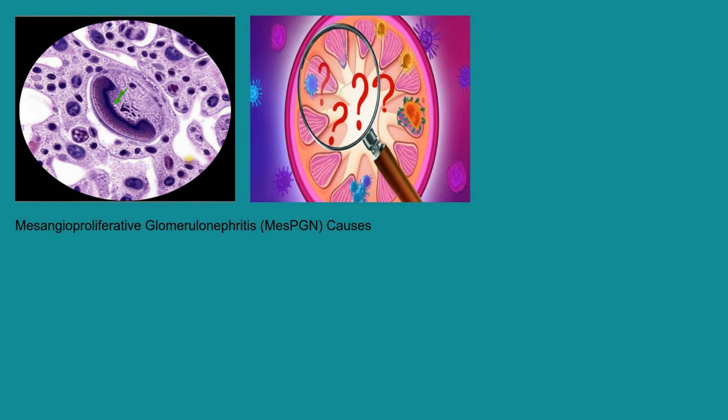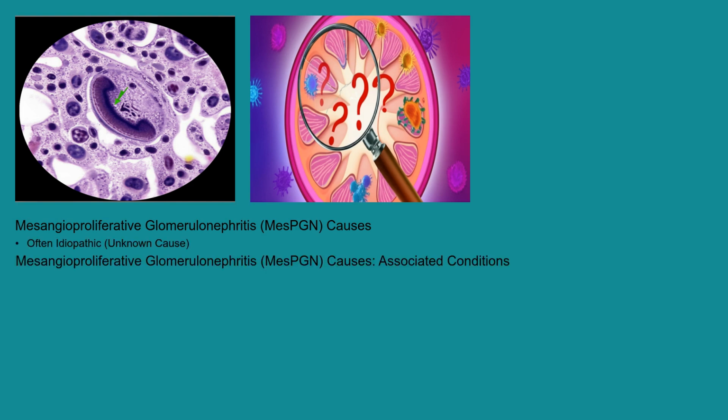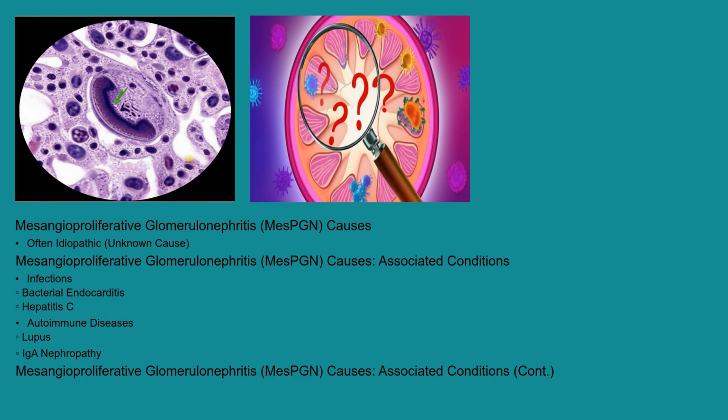The exact cause of MES-PGN is often unknown, making it idiopathic in many cases. However, it can be associated with a variety of other conditions. These include infections like bacterial endocarditis or hepatitis C, autoimmune diseases such as lupus or IgA nephropathy, certain cancers like lymphoma or leukemia, and even genetic predispositions. Sometimes exposure to certain drugs or toxins can also trigger this condition. Identifying the underlying cause, when possible, is crucial for effective management.